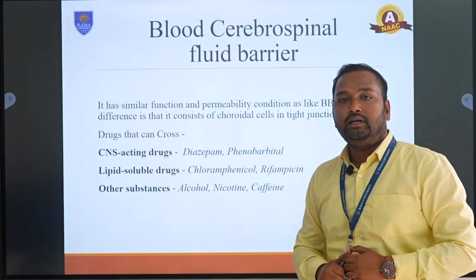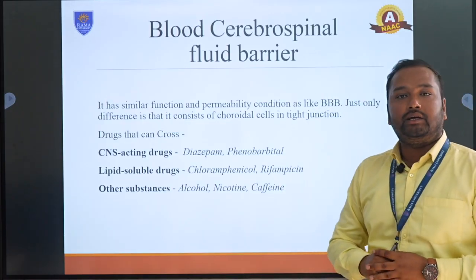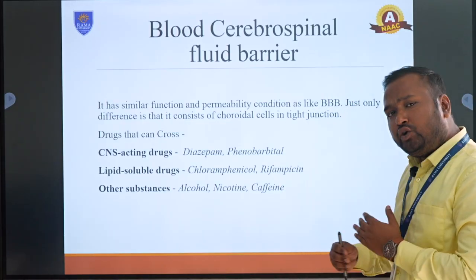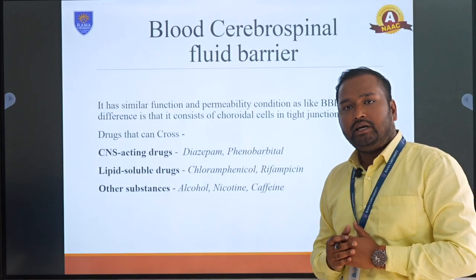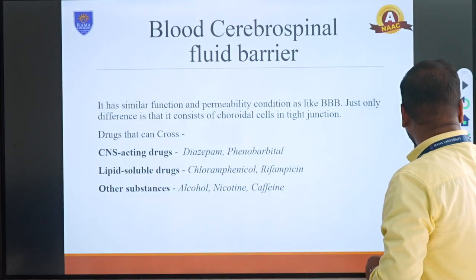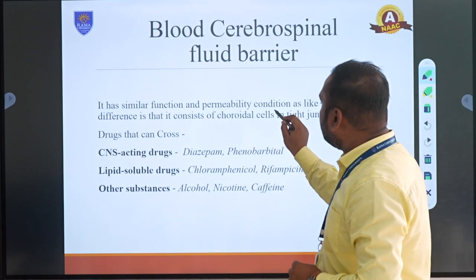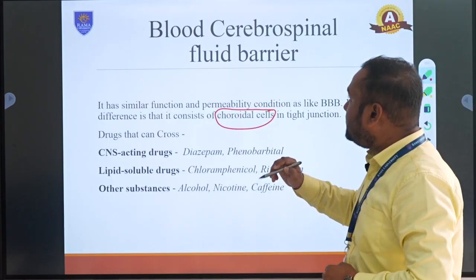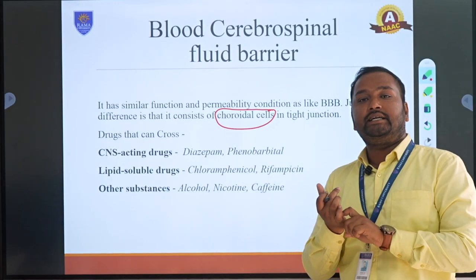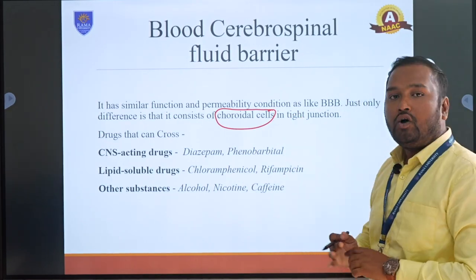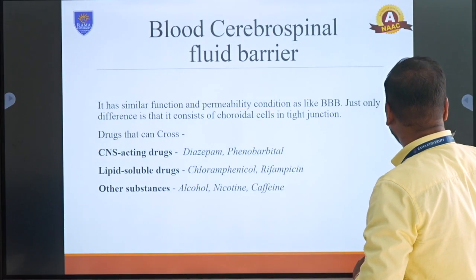Next, we have the blood cerebrospinal fluid barrier. It is basically similar to the triple B, the blood-brain barrier, with only one difference: here we have choroidal cells. Earlier in the triple B we saw astrocytes and pericytes, but here we have choroidal cells.